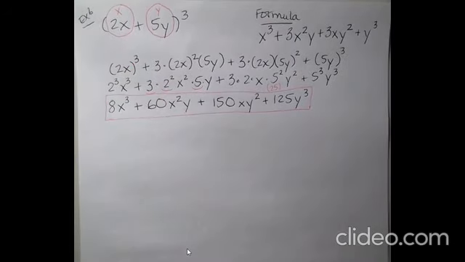You could just multiply 2x plus 5y, get that polynomial with the squares, and then multiply what you come up with, that new polynomial, by 2x plus 5y again. Using the formula, I think, may be a little simpler. The only problem I could see with using the formula is if you don't remember what it is.